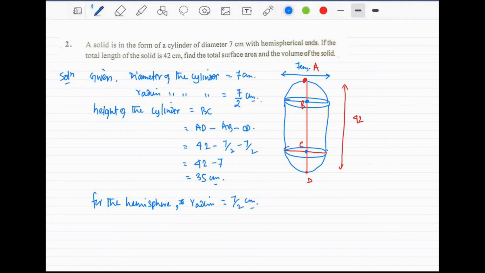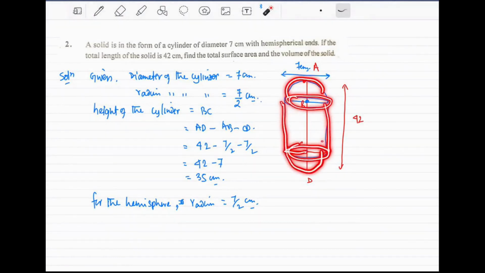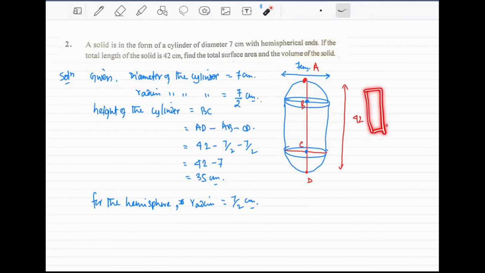Now, time to find out what the question is asking. The question asks, find the total surface area and the volume. Okay, let's start with the volume. The shape consists of three parts: cylinder part, hemisphere part, hemisphere part. So if we add the volume of all the three, 1, 2, 3, we are going to get the total volume, right? So total volume.